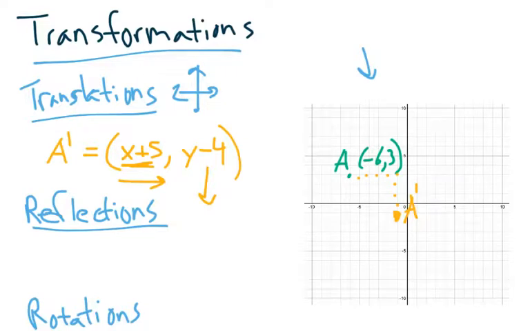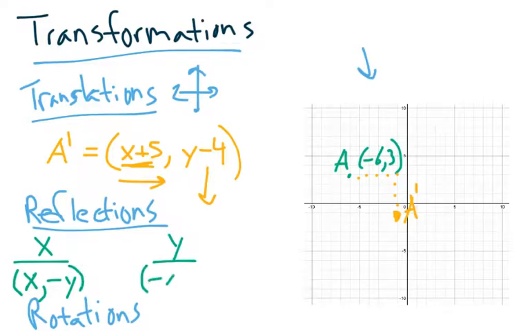Now, for reflection, we have a couple of different things going on here. We could reflect over the x-axis or over the y-axis. The rule is that the positioning of the numbers stays the same, but the signs change. If we're reflecting over the x-axis, our x stays the same, but we change the sign on the y. And if we reflect over the y-axis, our x changes sign, but our y remains the same.